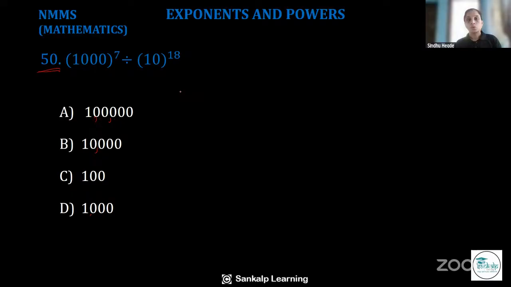Okay, so here the given number is 1000 raised to 7 divided by 10 raised to 18. Whether you write it like this or as given in the question, both are same.